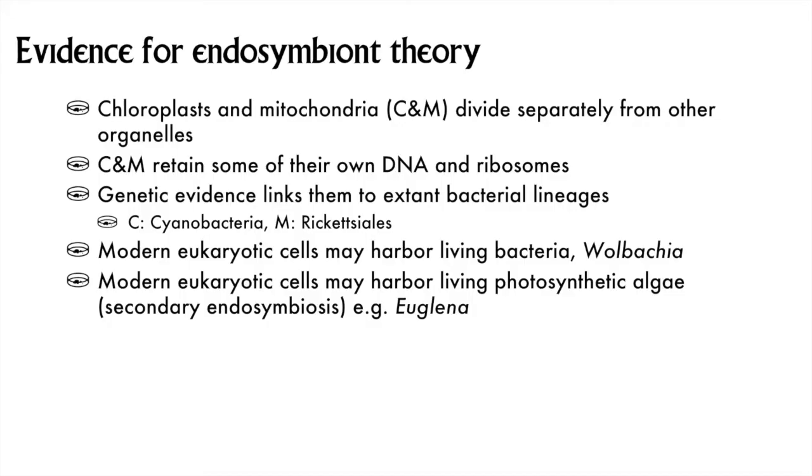We also see that other eukaryotic cells can harbor living bacteria within their cytoplasm. For example, bacteria in the genus Wolbachia are found inside the cells of arthropods and nematodes very frequently. And one more piece of evidence, for now: we have seen eukaryotic cells that can accommodate other eukaryotic cells in a process called secondary endosymbiosis.